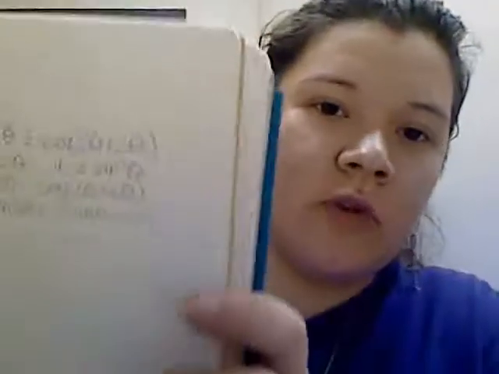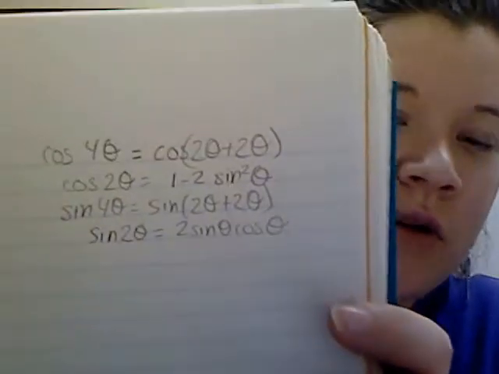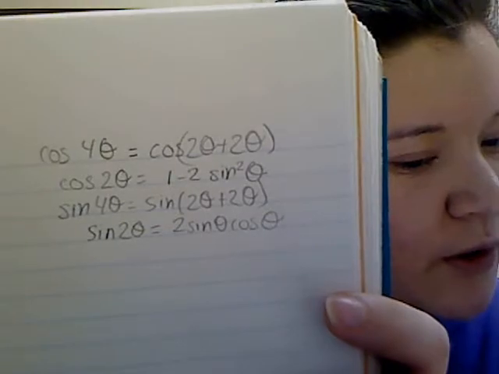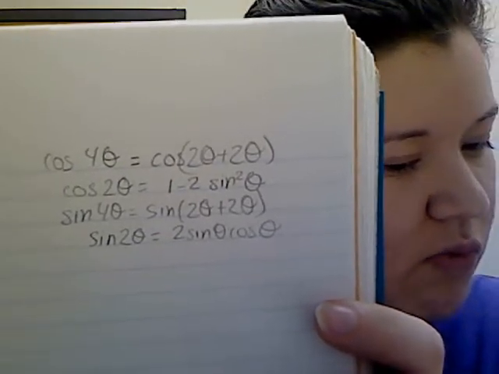So sine of 4 theta is going to equal sine of 2 theta plus 2 theta. And we know that sine of 2 theta is equal to 2 sine of theta cosine of theta. So here are some of our basic trig properties. Okay, so what we're going to do now is we're going to get rid of this cosine of 4 theta.